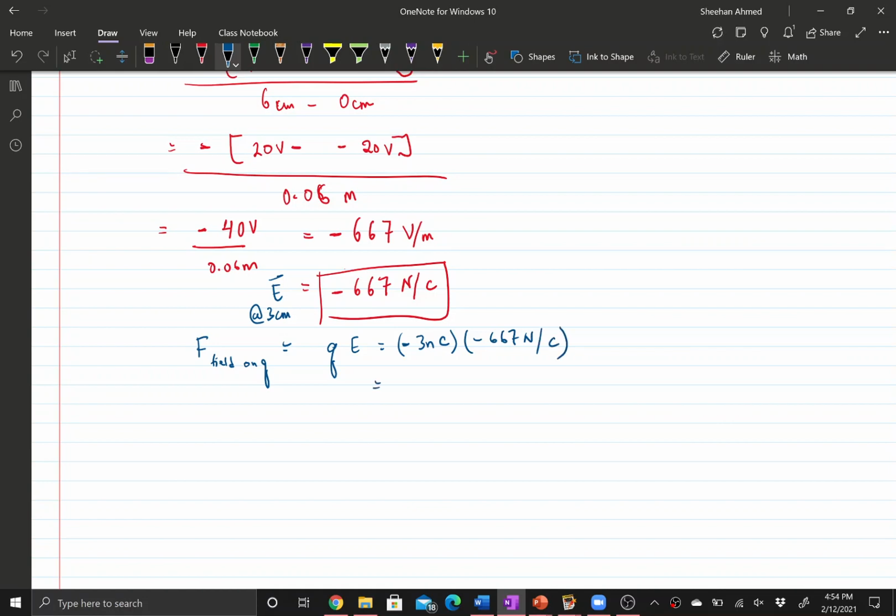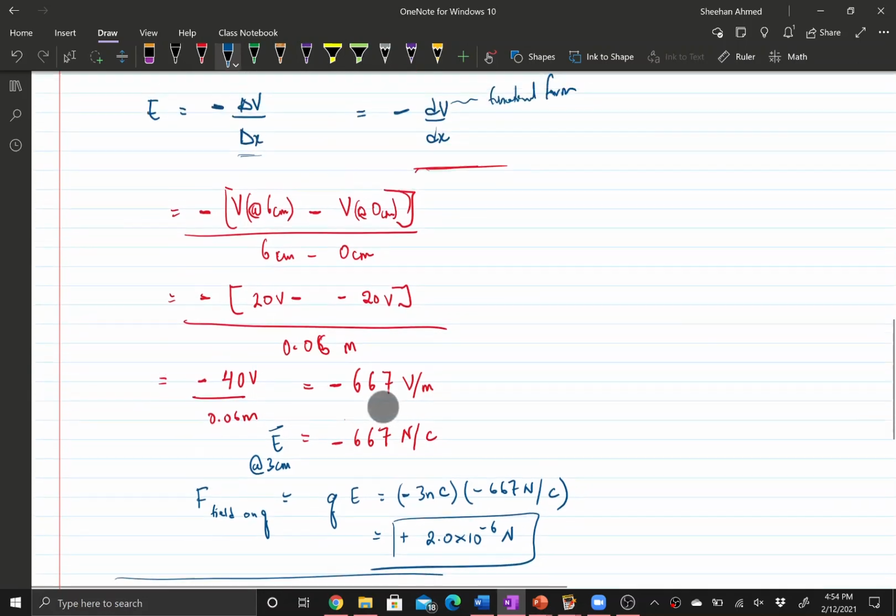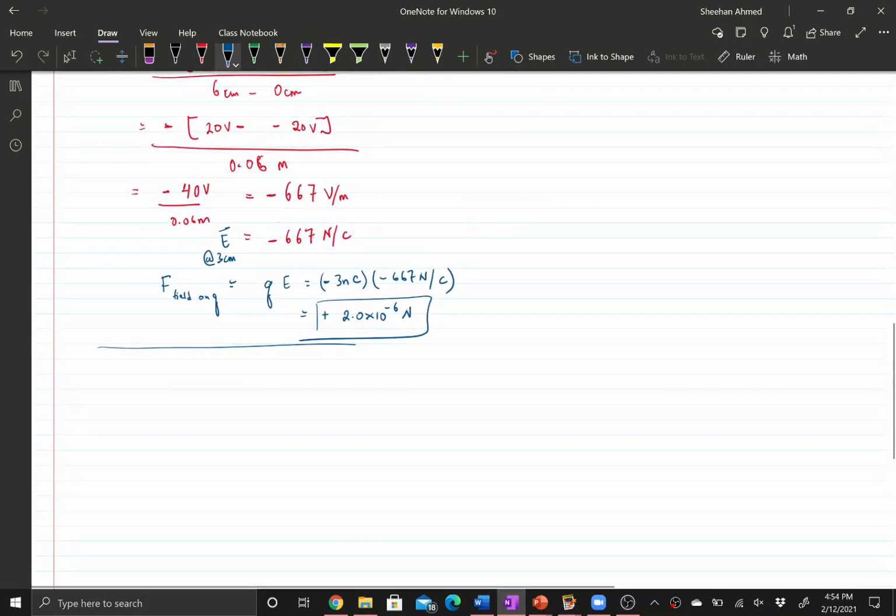So you got to do the 10 to the minus 9 for nano, so times 3 times 10 to the minus 9. The minus and the minus go away, which gives me a positive force of 2.0 times 10 to the minus 6 newtons. Well, that's a tiny amount of force. But hey, we did think about it and we knew that the force should be on the right, and we got a positive value for the force. Great. Okay, what about, so same method.